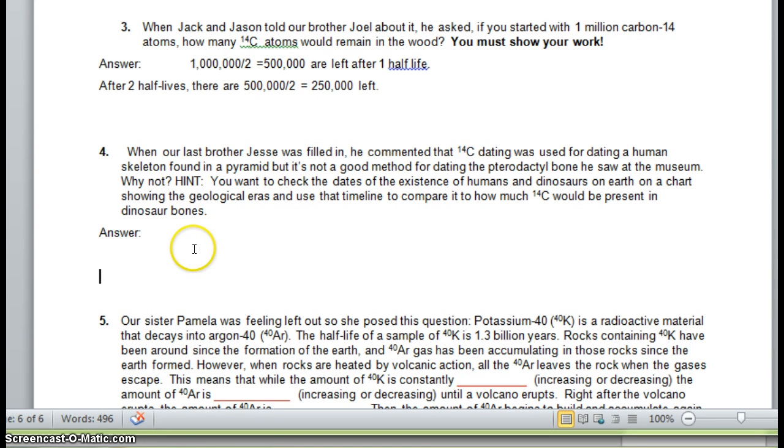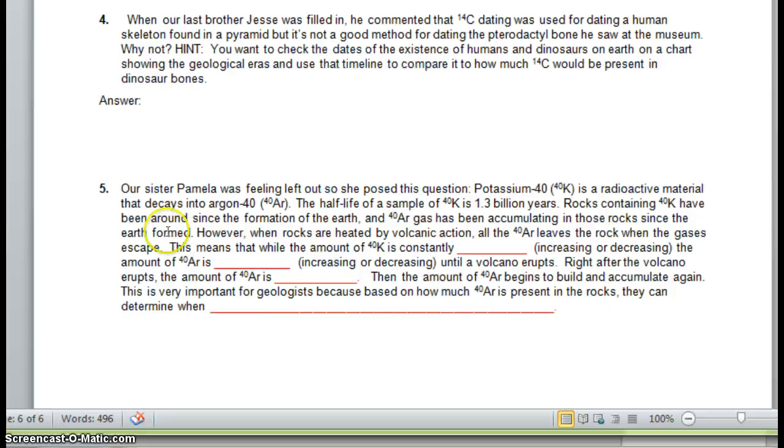If you're still stuck, I want you to do the first two steps. Google, how long ago did dinosaurs live? Then I want you to figure out how many half-lives that was. K-mail me those two answers, and I'll K-mail you the next step if you're stuck.